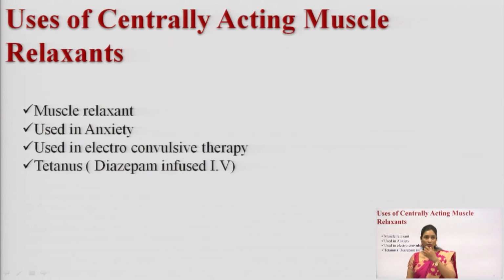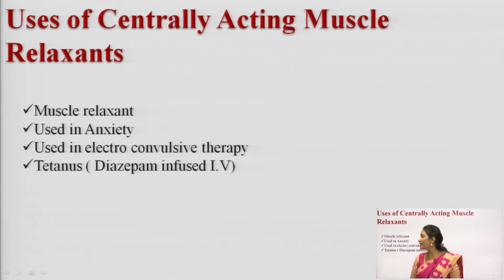So, what are the uses of these centrally acting muscle relaxants? You can use them for their muscle relaxant property. These are drugs which decrease muscle tone, so you can use them as muscle relaxants. They can also decrease anxiety. Most of the drugs, almost all the drugs of the central muscle relaxants, have sedative action, but it depends on the drug, which has more sedation and which has less sedation, but all the drugs have sedative action.